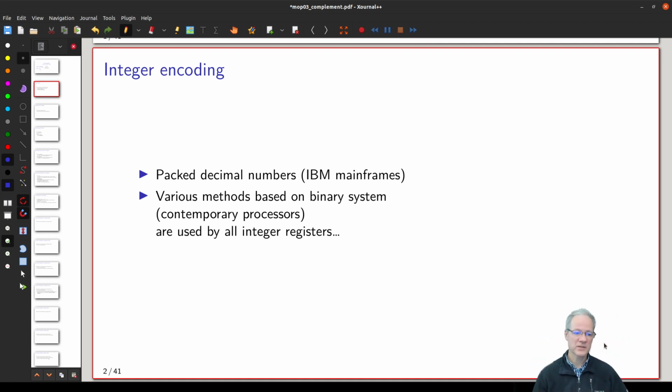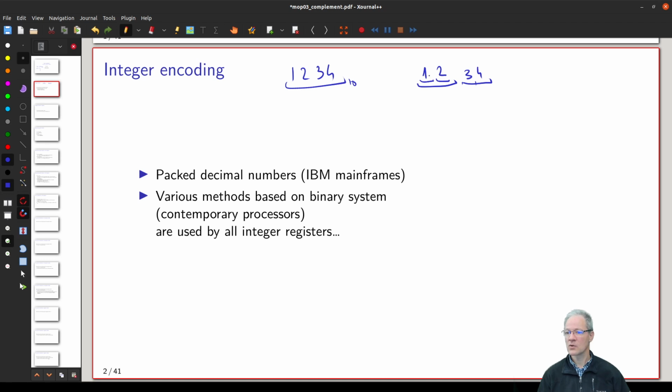How do we represent the numbers in hardware anyway? So we're going to look at different versions of how to do that. A rather long time ago, in mainframes such as the IBM 360, there was a format called packed decimal numbers. So for example, if I want to save the number 1, 2, 3, 4 in decimal to memory, I would do something like 1, 2, where each of those is a hexadecimal digit, in one byte, and then 3, 4 in another byte.